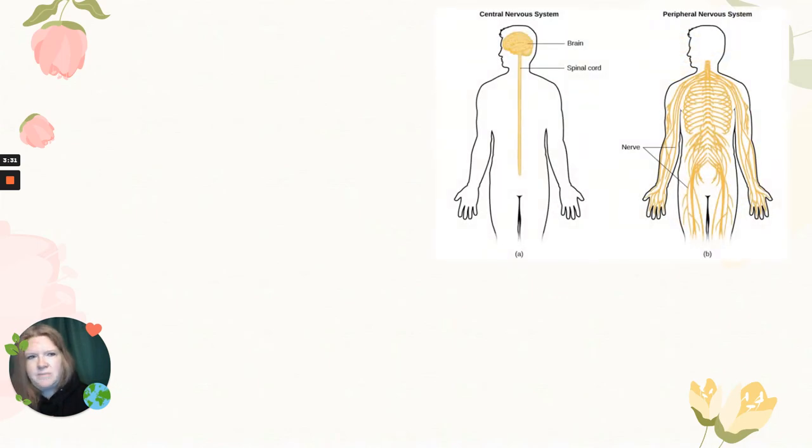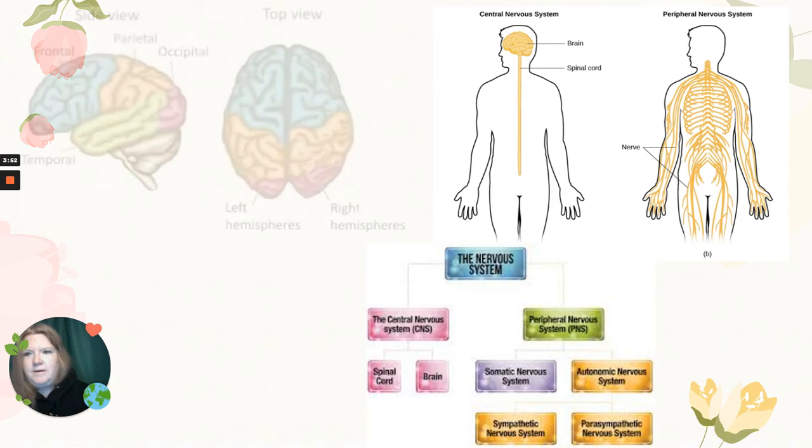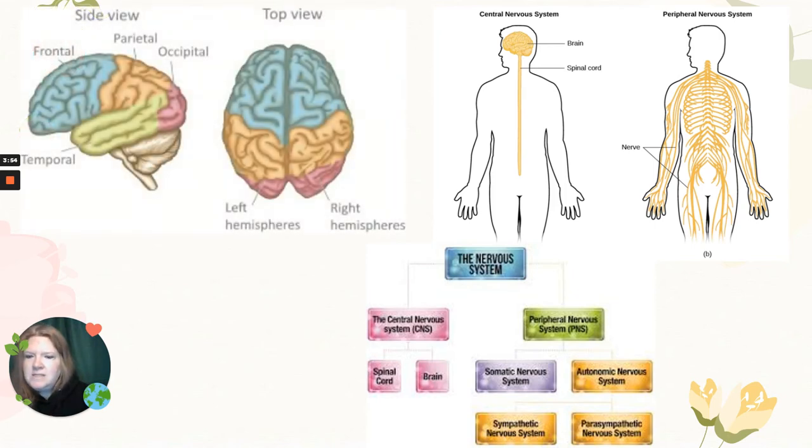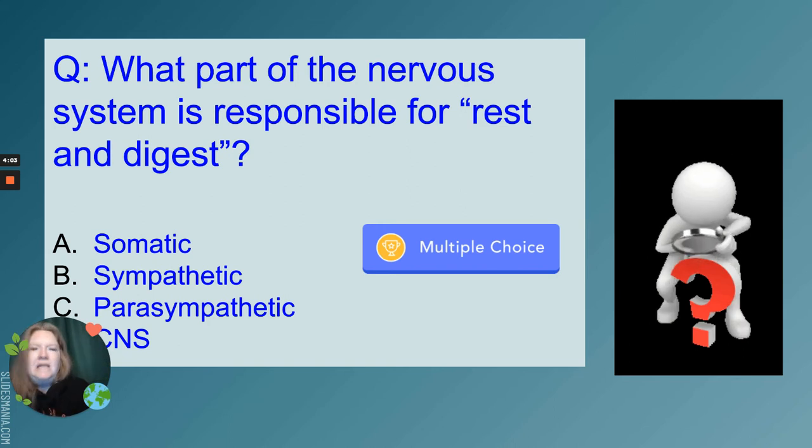All right, so let's just look at some images. That's the central and peripheral nervous system, central, brain and spinal cord, peripheral, all the other nerves. There's the divisions of the nervous system. You can see CNS and PNS. CNS, brain, spinal cord. PNS, somatic, autonomic, and then autonomic, sympathetic, parasympathetic. And then here you can see the 2 hemispheres and 4 lobes of the brain. Now, all this information, we're going to go into much greater detail. This is just a lead-in, okay?